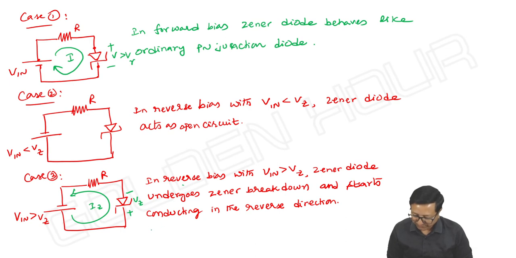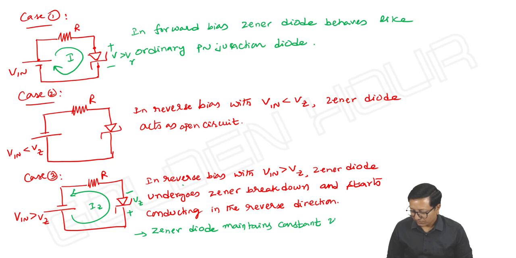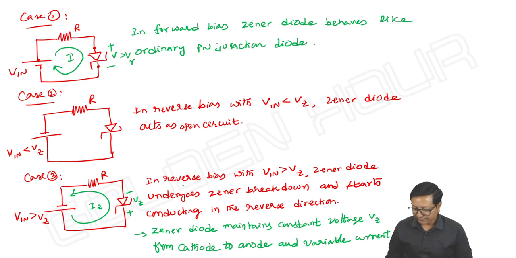The Zener diode maintains a constant voltage Vz from cathode to anode and a variable current Iz. This is what we can understand.